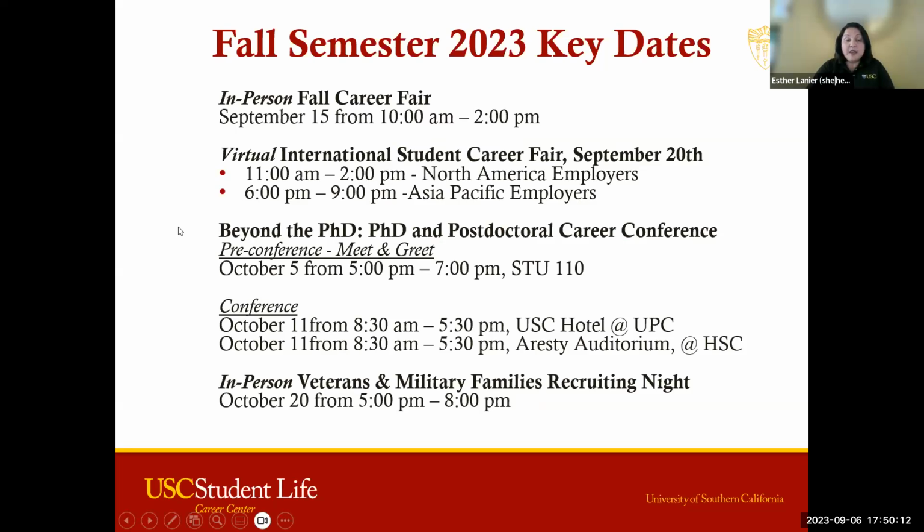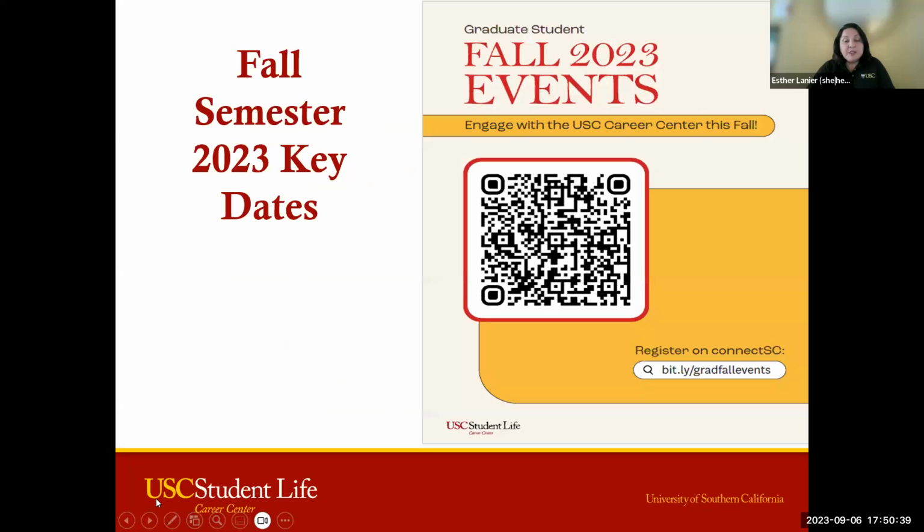Obviously, Viterbi will also have their own career fair. And if you're a PhD student joining us today, we will be launching the marketing for the Beyond the PhD conference starting September 11th, so stay on the lookout for that. We'll be having a pre-conference meet and greet on the 5th at the Career Center. And so hopefully you'll be able to join us for the conference either at the HSC campus or at UPC. Okay, this is a QR code for all our events that you can participate in.